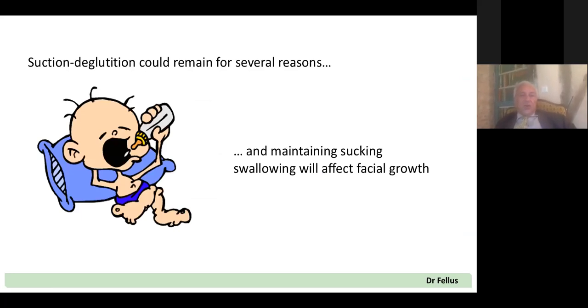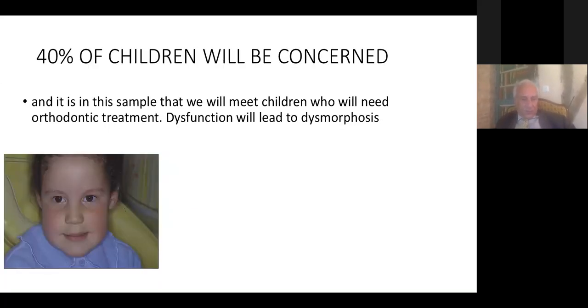Suction deglutition could remain for several reasons. The first one is the maintaining of sucking swallowing, because there are baby bottles, there are pacifiers, there are thumb suckers, and all this will maintain the sucking swallowing and will affect the facial growth. And so 40% of children will be concerned. And it is in this sample that we will meet children who will need an orthodontic treatment.